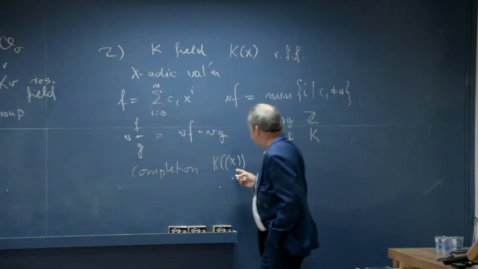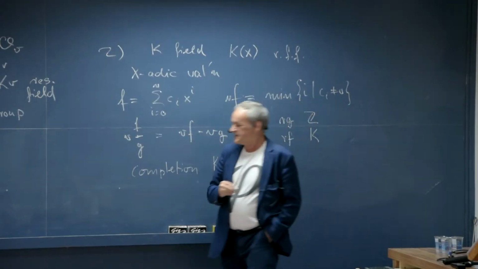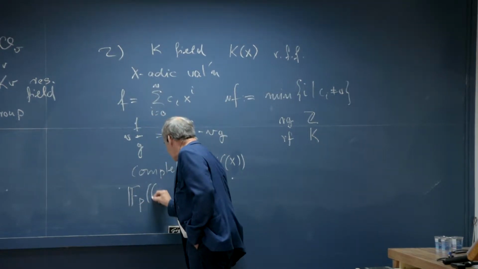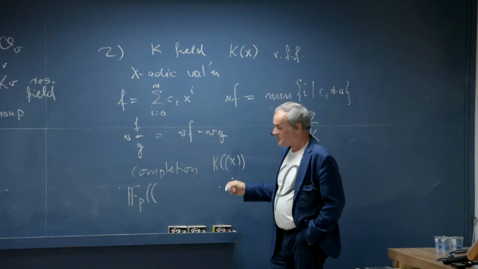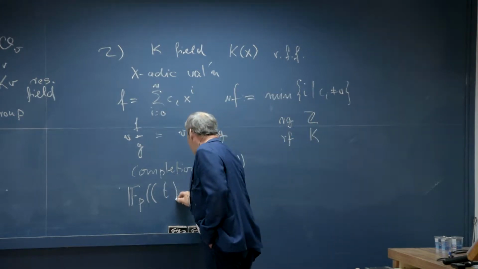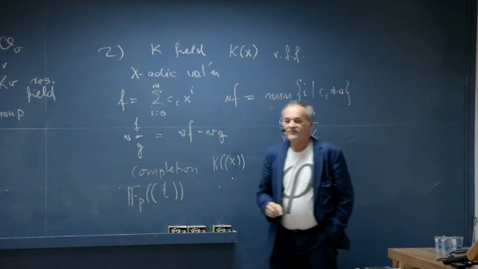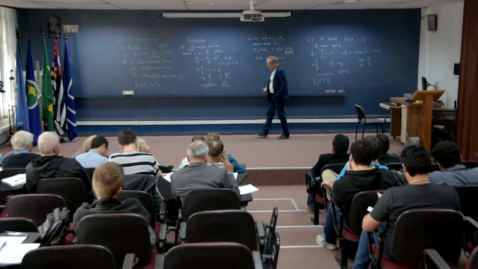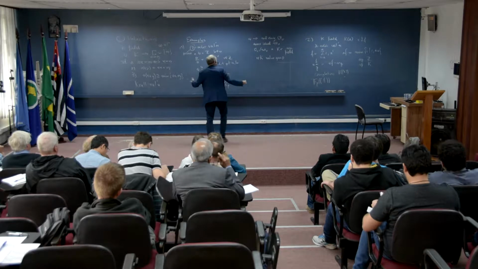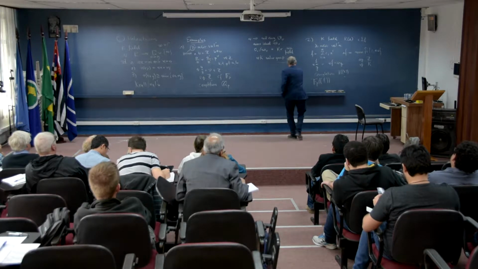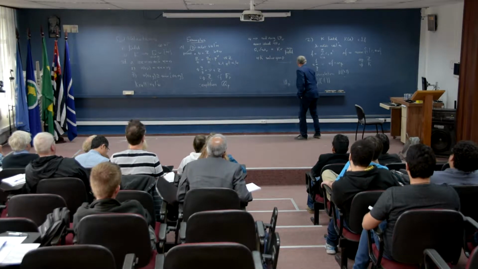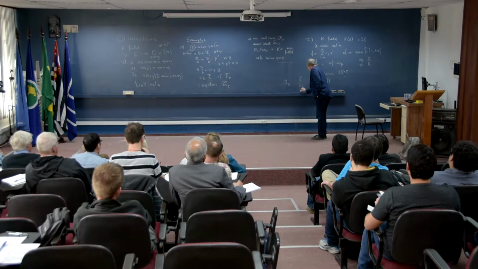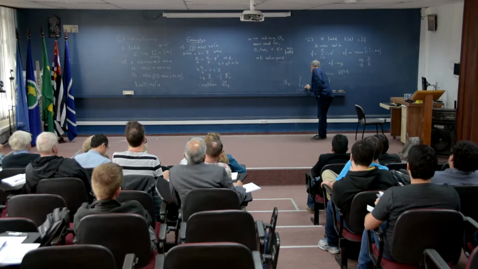Okay, and in this class here, we have one particular guy. And now I should write an x, but I write a t because, traditionally, for this guy we write the variable as t: F_p((t)). F_p((t)) and Q_p both have value group Z and residue field F_p. They are both complete discrete valued fields.